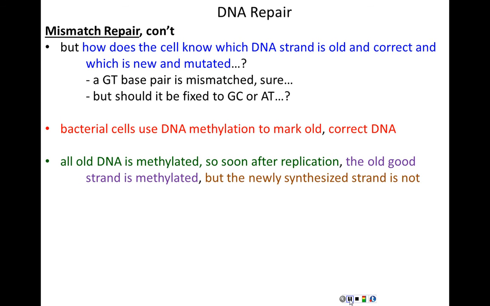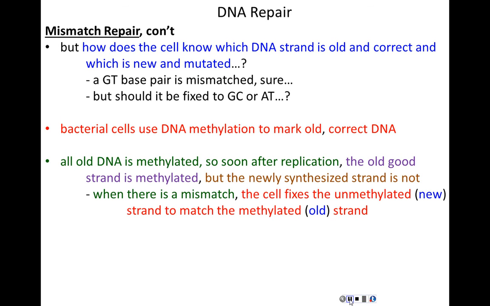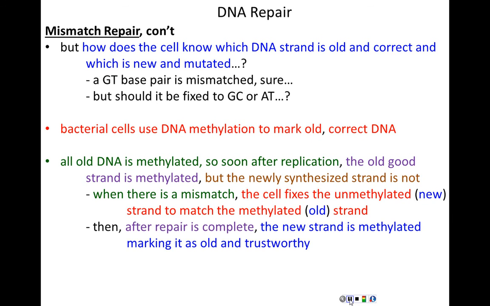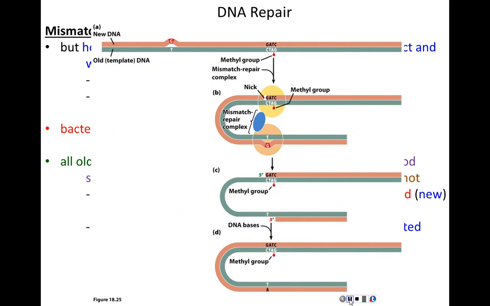What do you think happens then? The new strand is methylated to mark it as old and trustworthy now, because it's been copied, scanned, fixed, and double-checked. Fixed, I mean repaired, and double-checked. Unbelievable. So, in words, when there's a mismatch, when the DNA repair enzymes recognize that, the cells fix that unmethylated newer strand so that it matches the older methylated strand. Once the repair is complete, the new strand is methylated, marking it as old and trustworthy.